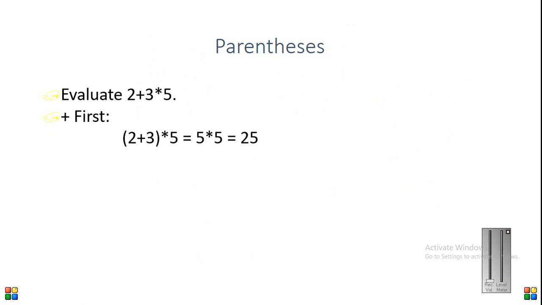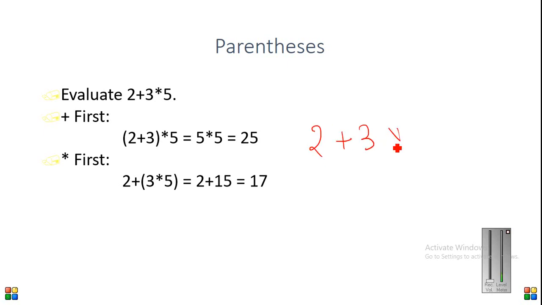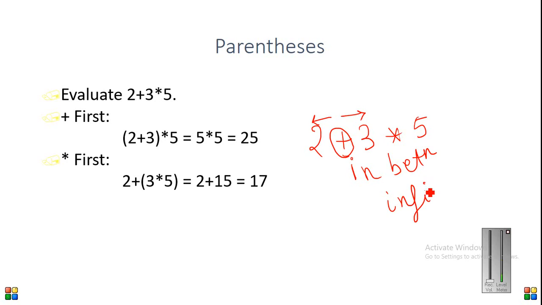The same example. You may evaluate 2 plus 3 first, which will give you 25, and if you do the multiplication first, that gives you 17. So because of infix notation, you can see here we have 2 plus 3 multiplied by 5. I will look at the operator. I have something on the left hand side, I have something on the right hand side. So my operator is in between. So this becomes an infix expression.